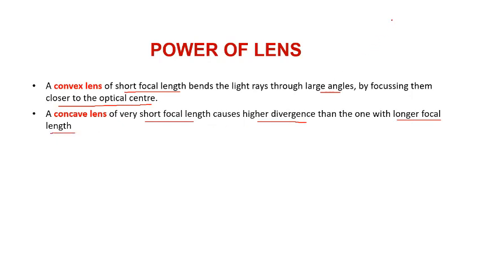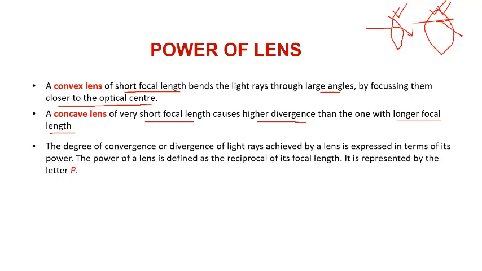So if the convex lens is short in this way, and one is in this way, then in both cases you will have different kinds of convergence. If the ray is formed here, it might form very near to this. Due to the size of the lens, the properties also will be different. The degree of convergence or divergence of light rays achieved by a lens is expressed in terms of its power. The power of a lens is defined as the reciprocal of its focal length.